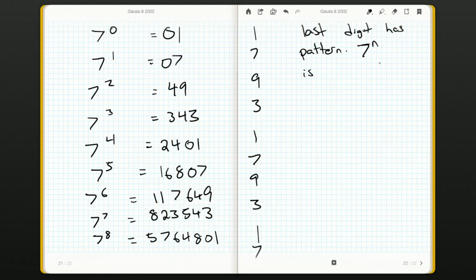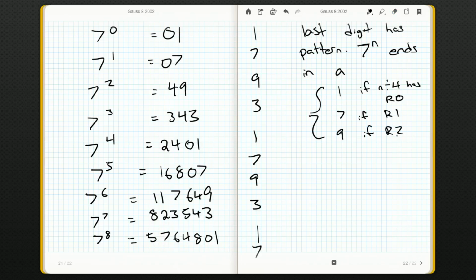So 7 to the power of n ends in... Okay, so we have some cases here. A 1 if n divided by 4 has a remainder of 0. 3 if we have a remainder of 1. Sorry, 7 if we have a remainder of 1. 9 if we have a remainder of 2. And 3 if we have a remainder of 3.